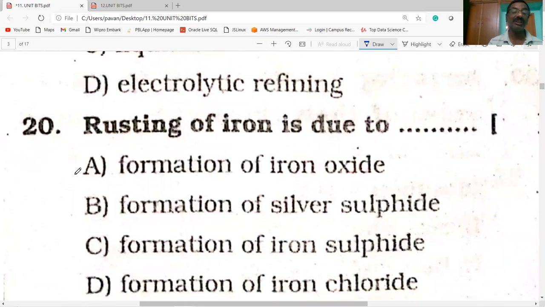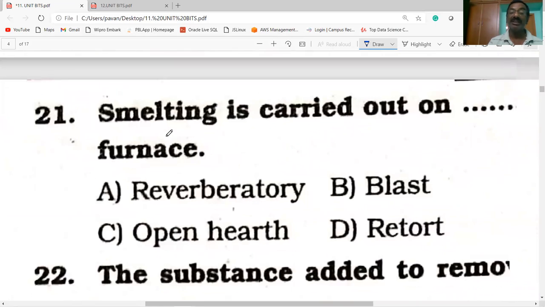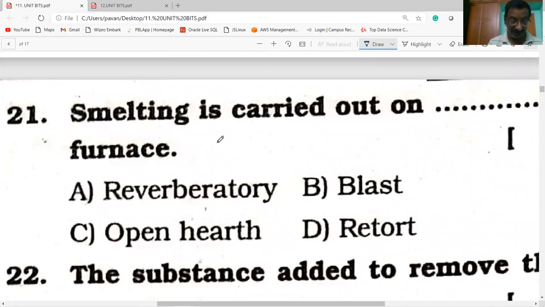Rusting of iron is due to formation of iron oxide. Smelting is carried out in a furnace. Smelting ane process ne furnace lo vadtaru ma. Smelting antane blast furnace.